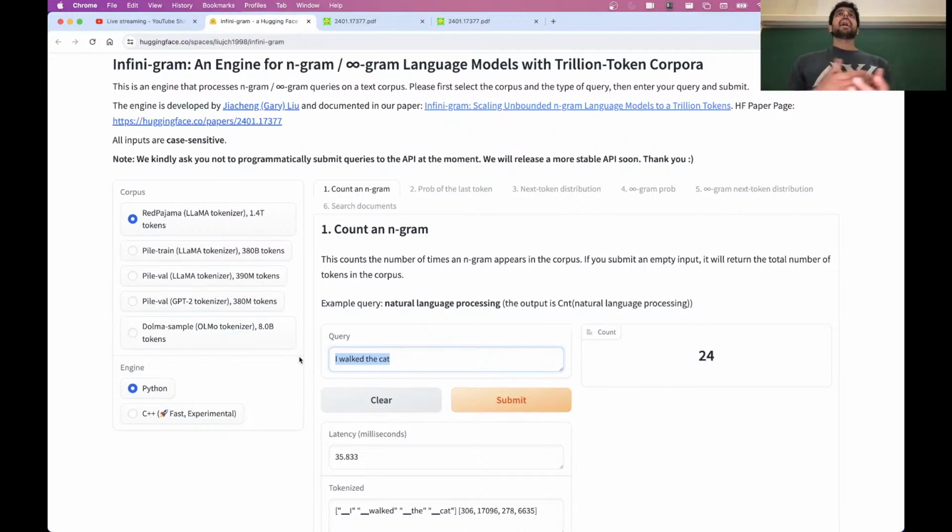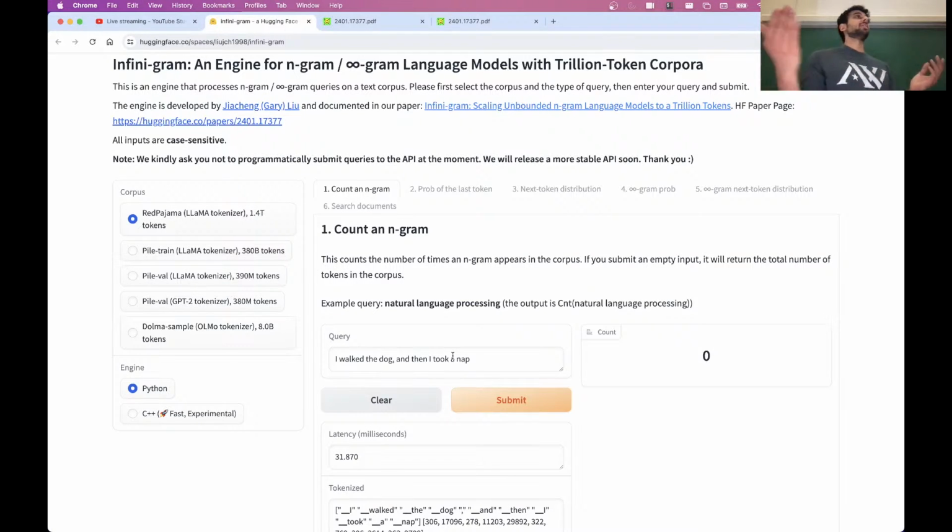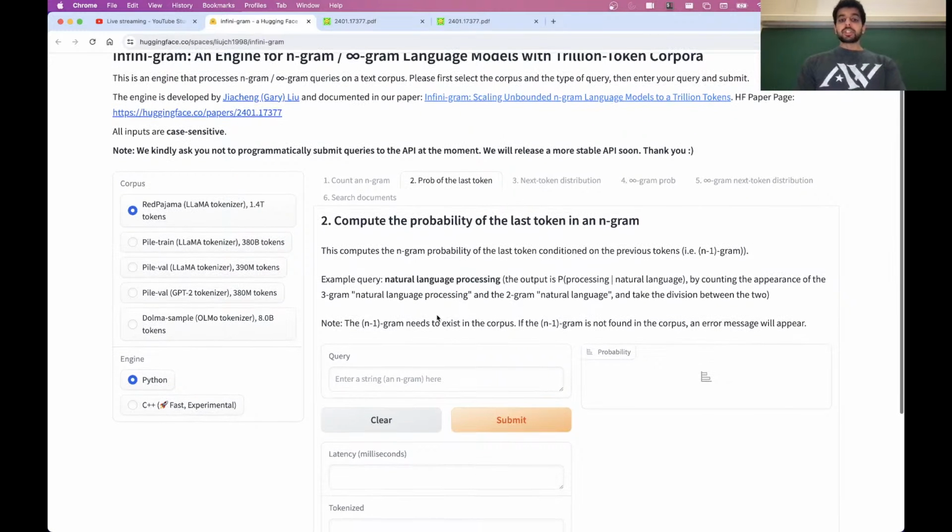But you can see that as I increase the size of this sentence, it's probably not going to work. So if I said, "I walked the dog and then I took a nap," that has 0 count in this corpus. That's a very natural sentence to say, right? You could imagine someone saying that to you, but yet in a 1 trillion token data set, it has not been observed once. Although maybe it's because there's a comma here, I don't know. Nope, all right.